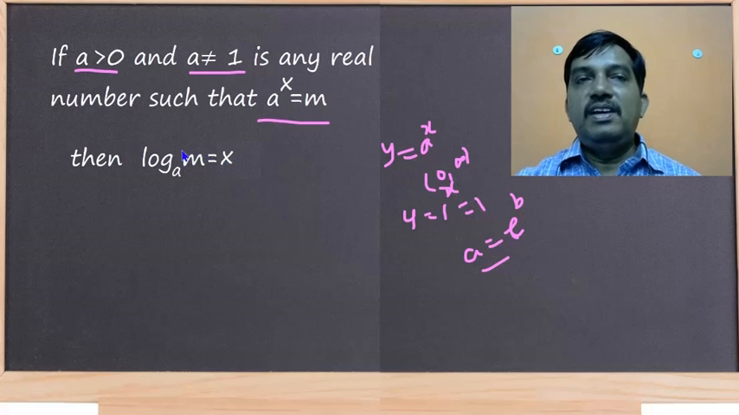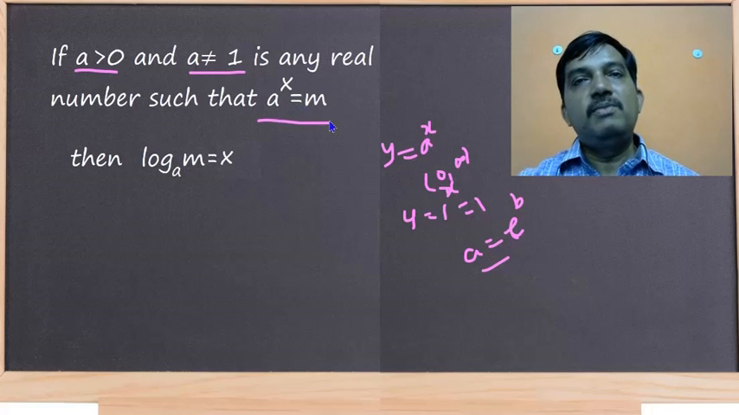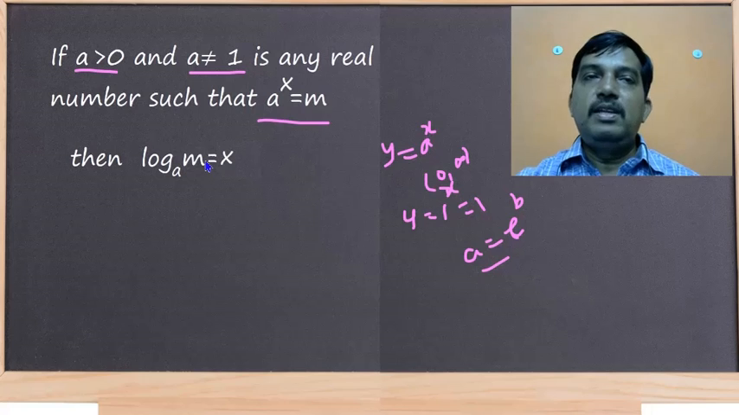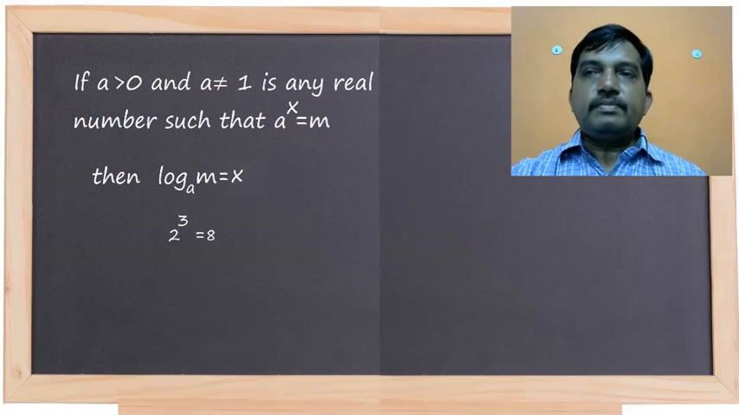Here, to define this, m should be positive, because what is m? M is a power x, and a power x is always greater than 0, therefore m should be positive. Even if m is negative, it can be defined, but it is not a real valued function, and that's why to define it as a real valued function, we have to take m as a positive real number.